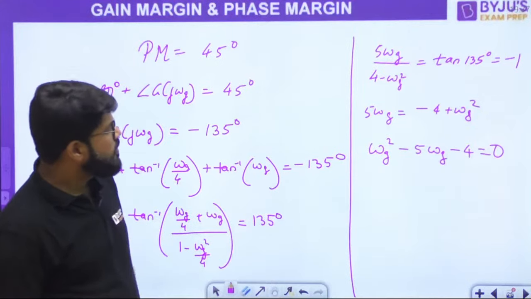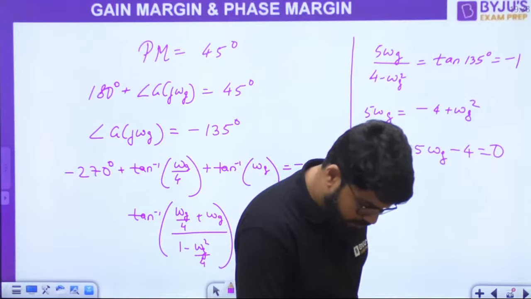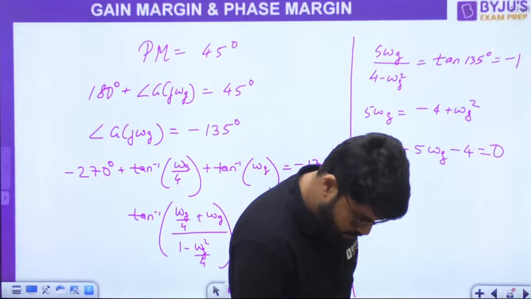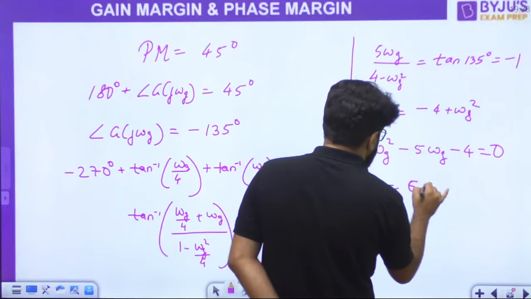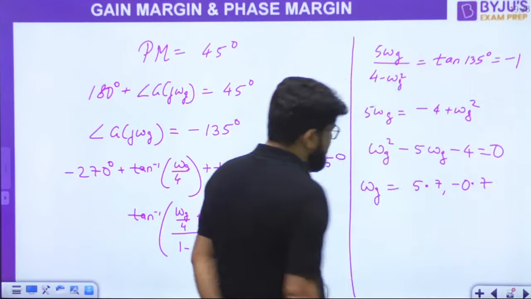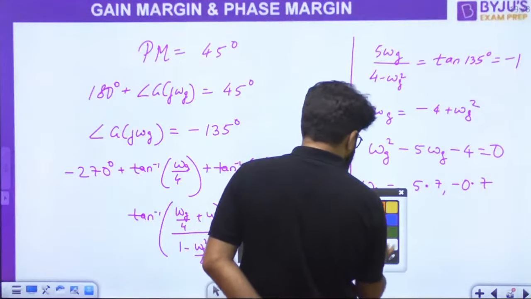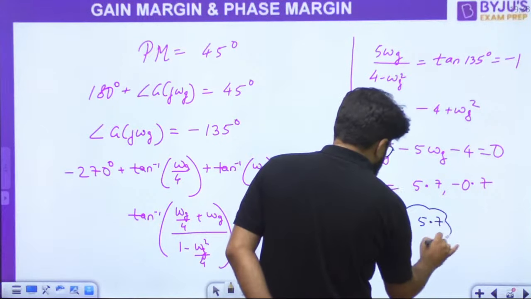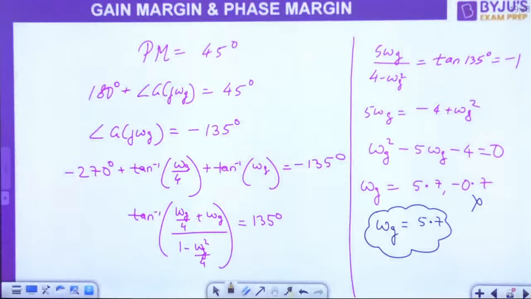Right? This one is minus 4. So what are the roots of this? You can find them by the quadratic formula: 5.7 and minus 0.7. But in the polar plot, frequency can't be negative. We only talk about positive frequency. So finally, ω_g will be 5.7, discarding the negative one.